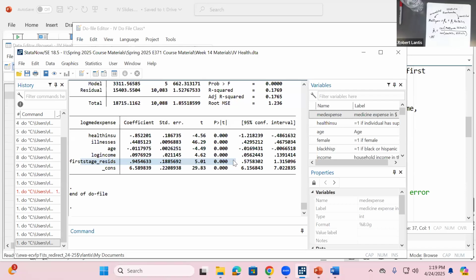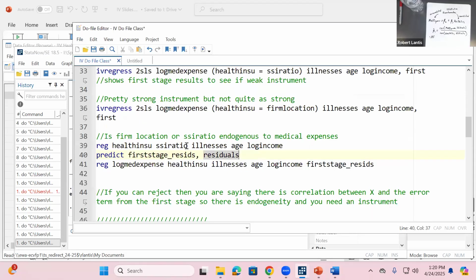I can reject that the coefficient is equal to 0. It's something different than 0. So that's a good indicator. I should be using whatever that instrument was in that regression where I came up with those predicted residuals. It meets that condition, right? I can reject those errors having a coefficient of 0. So that's an indicator I should be using that as an instrument.